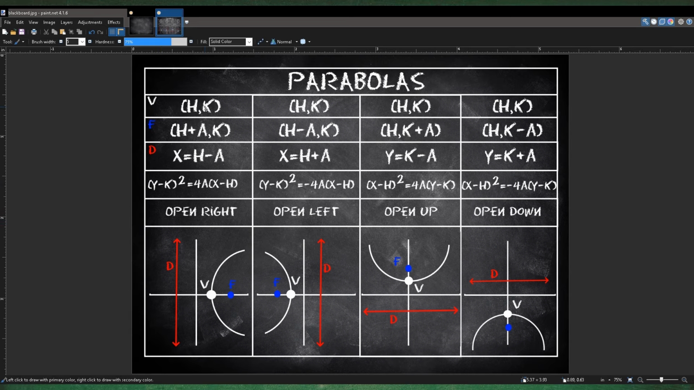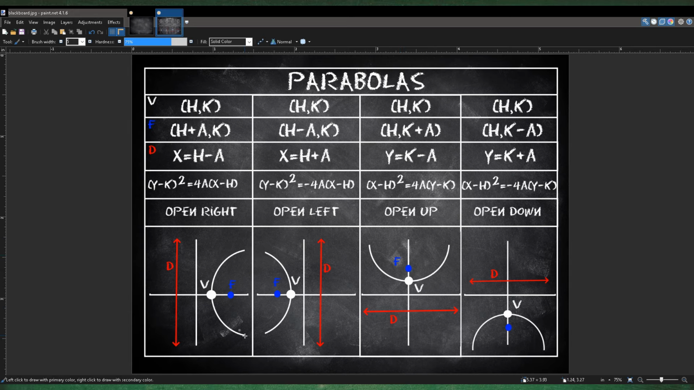So if you just look at the picture for case 1, this is for when it's open to the right. The focus is right here, the vertex is right here, and the directrix is right here. In this one, the parabola is opening to the left. And these are concave up and concave down, the most common cases, where the directrix is here, and the vertex and the focus. Do you see the pattern?